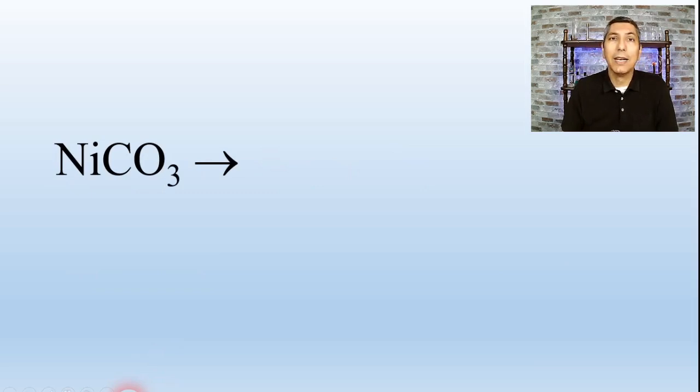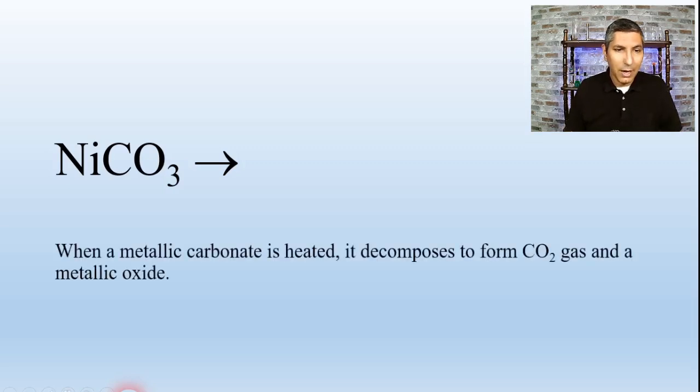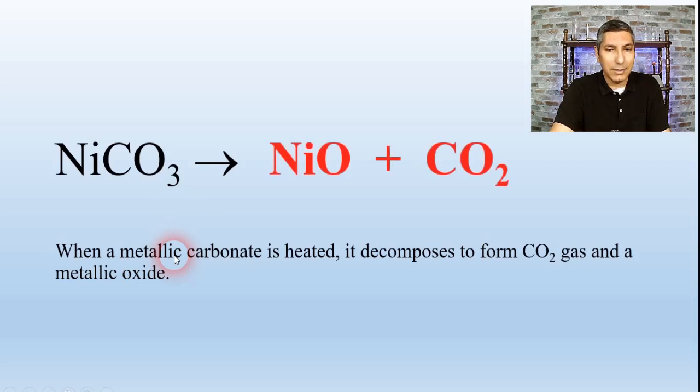NiCO3. Now this is not the same type of example as we had in the last example because this is not a simple ionic compound containing 2 elements. We have 3 elements, nickel, carbon, and oxygen. The rule for something like this is that when a metallic carbonate is heated, and that's what this is because nickel is a metal and CO3 is the carbonate ion, it's going to decompose to form CO2, carbon dioxide gas, and a metallic oxide. So, of course, CO2 is one of the products, and the metallic oxide would be nickel oxide.